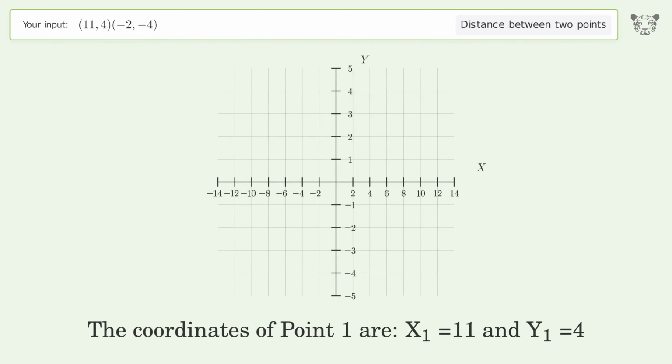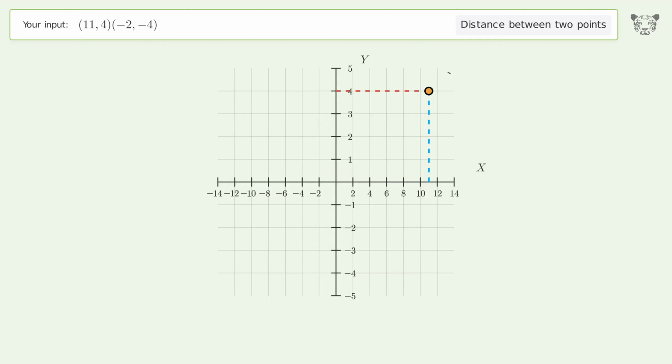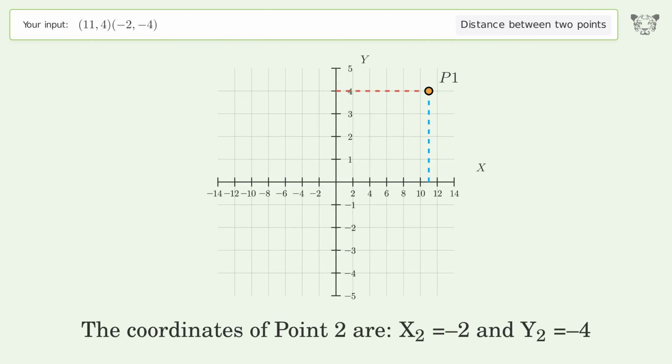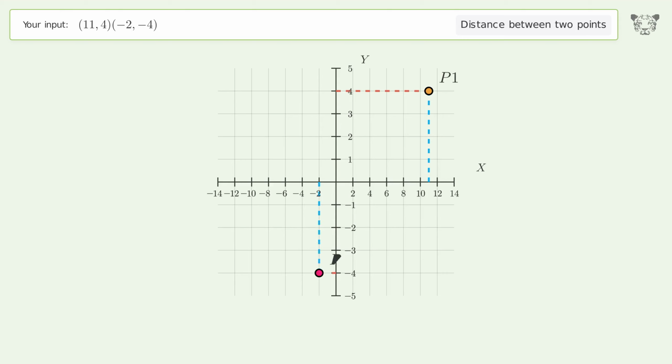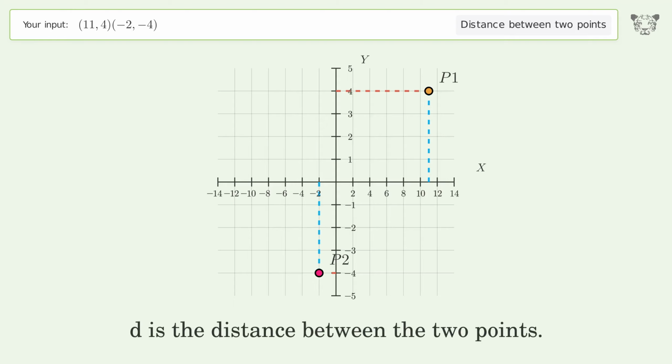The coordinates of point 1 are x1 equals 11 and y1 equals 4. The coordinates of point 2 are x2 equals -2 and y2 equals -4. D is the distance between the 2 points.